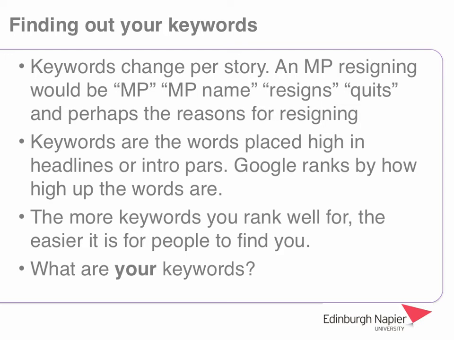If you're a specialist journalist, you'll have keywords. If you're a more generic journalist or a more general news journalist, you may have more keywords or not any at all. But for example, if you were a food critic, a restaurant critic journalist, food reviews, restaurant, these would be part of your keywords. If you specialise in a particular kind of food, that would be one of your keywords as well. In terms of per story, an MP resigning would be the MP name, MP resign, MP quits, perhaps a reason for resigning, sex scandal, or expenses shame.